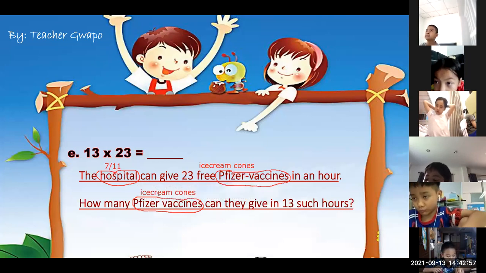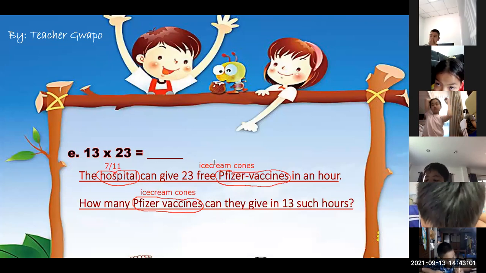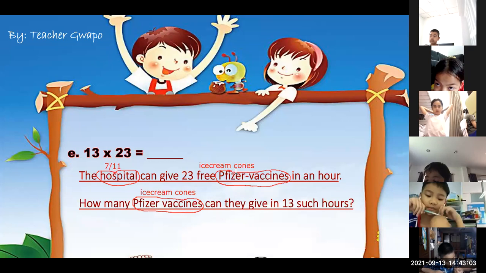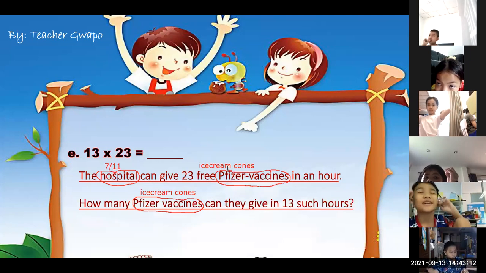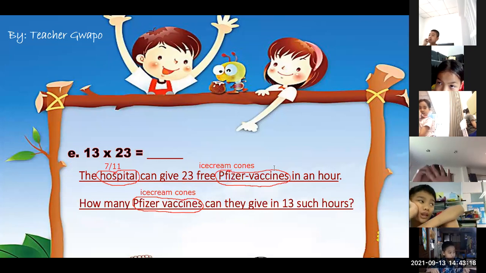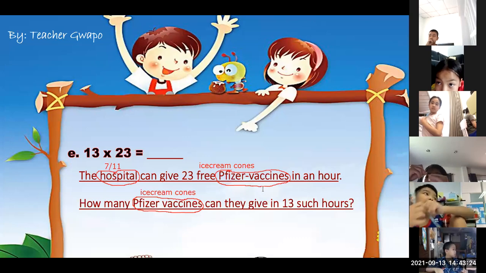Instead of ice cream, you can change it to any product that they have. You can put Coca-Cola, Yakult, or burger. The 7-Eleven can give 23 free burgers in an hour. How many burgers can they give in 13 such hours? Okay, ready?